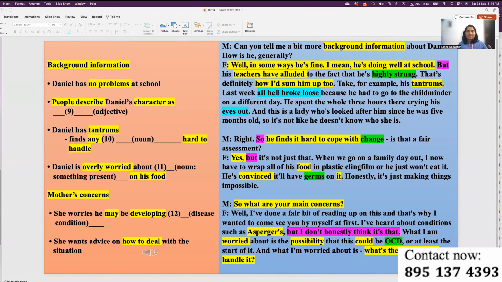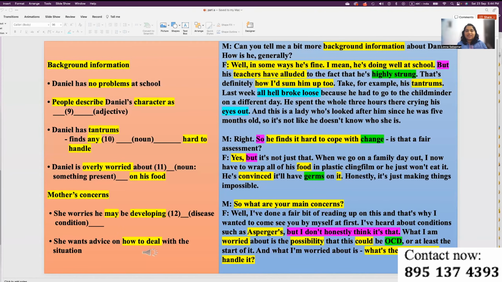Okay, here you can see in the script. It's written: the pediatrician is asking, can you tell me a bit more background information about Daniel? So our heading is background information. Now the mother will start to tell all the background information. So first bullet point, we want to listen. Okay, there is no problem at school. She is telling, well, in some ways he's fine. I mean, he's doing well at school. That means there is no problem.